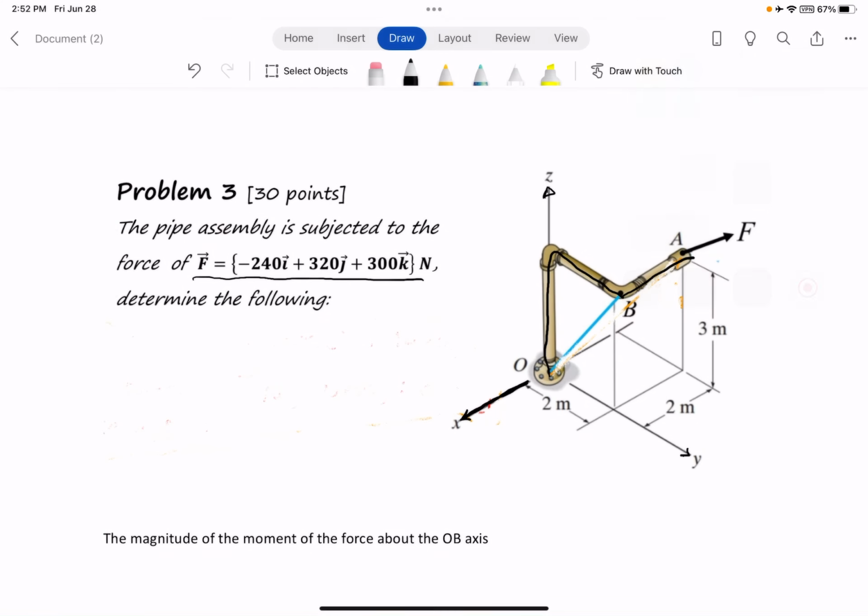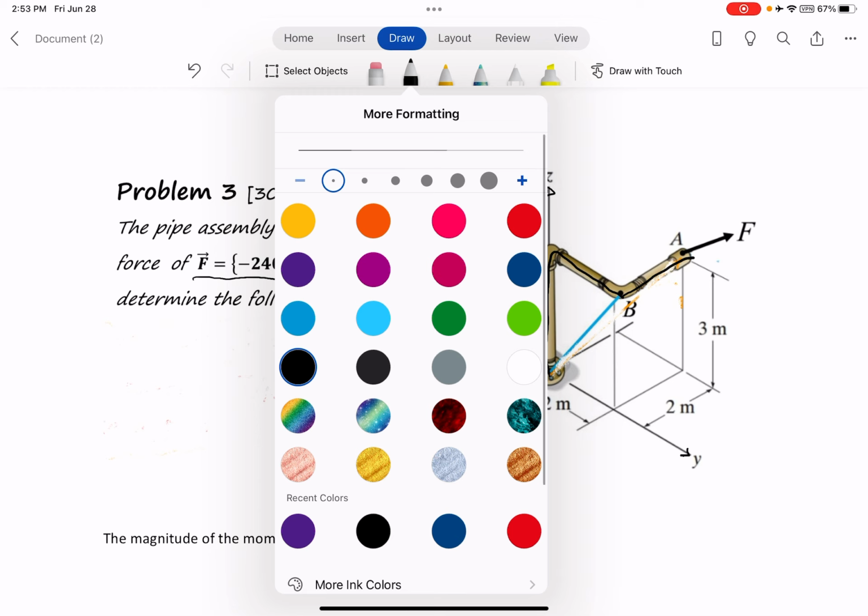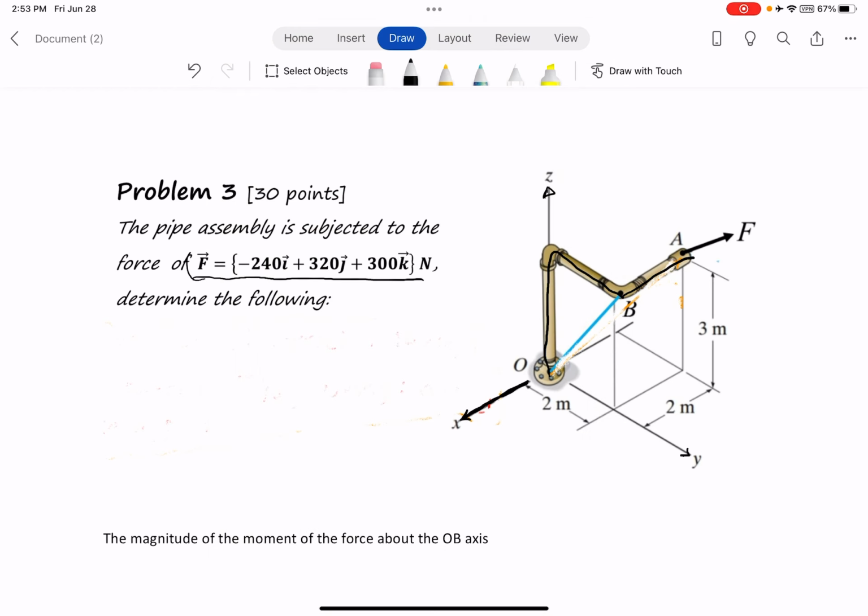Okay, Bismillah ar-Rahman ar-Rahim. Let's do this problem, chapter 4, part 2. What is the moment of this force, which is minus 240I plus 320J plus 300K Newton, about the axis OB, from the point O?